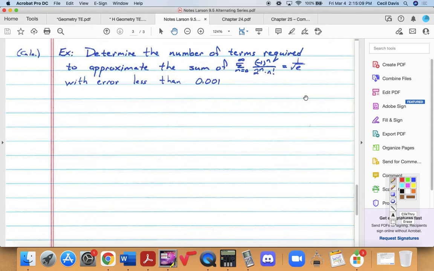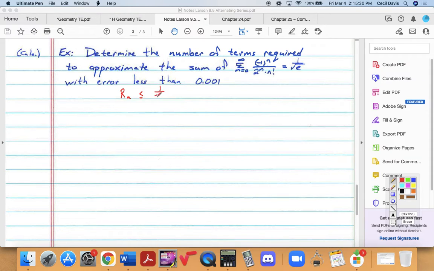So what we want is to find the first term that is less than this, because the remainder, R sub n, is going to be less than or equal to 1 over 2 to the nth times n factorial, and we want that to be less than 0.001. You could just do this by trial and error. You can also use your calculator for this.